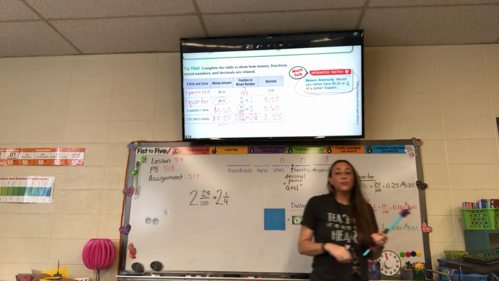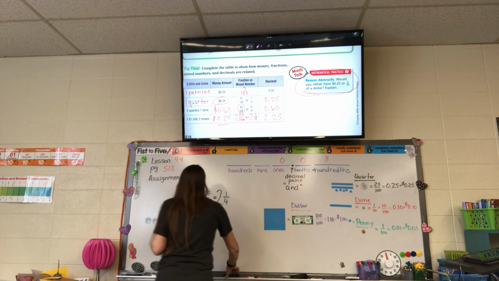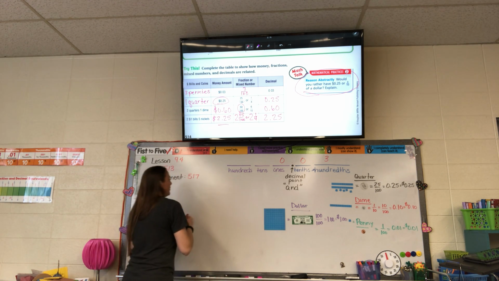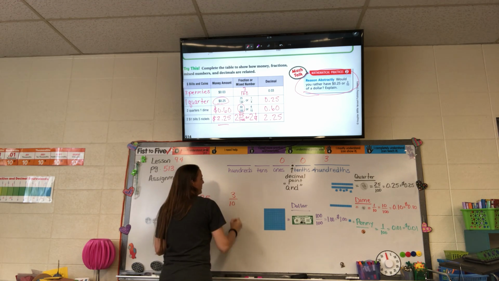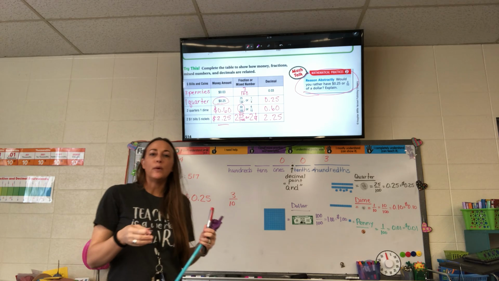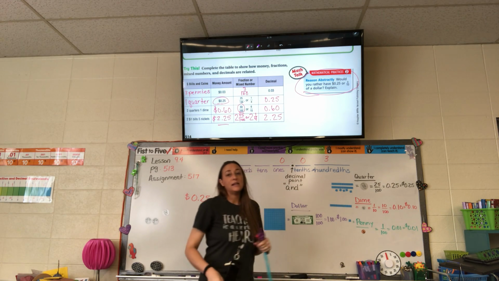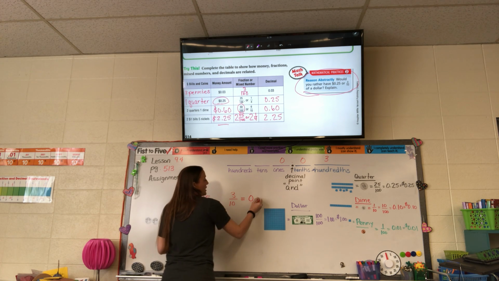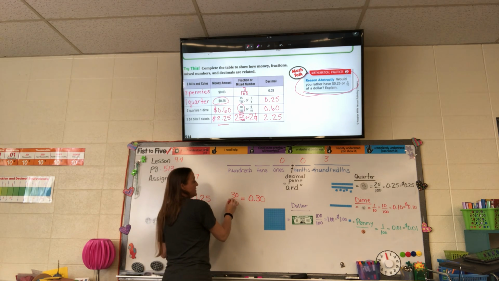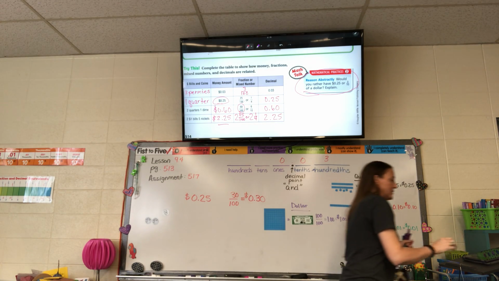Here's a question. Would you rather have 25 cents or 3/10 of a dollar? So if you're wanting to have more money, would you rather have 25 cents or 3/10 of a dollar? Well, think about for a second which coin is represented by tenths. And of course, that would be the dime. And if you had 3/10, that would be 3 dimes. So you would have 0 whole dollars, a 3 in the tenths place, and we can add on another 0 because 30 hundredths is the same as 3/10. So would you rather have 30 cents or 25 cents? I'm thinking probably 30 cents.